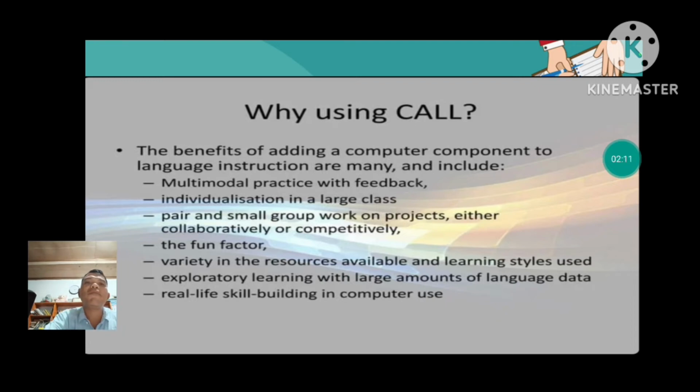Number one is the multimodal practice with feedback. When we are teaching, as a teacher, we can teach in multiple modes of instruction. It can be in the form of games, direct instruction, or group activity. So with the use of the computer, it is really a benefit for students and teachers as well. Even in a large class, you can give individual instruction. Another one is pair and small group work on projects. It can be either collaborative or competitive.